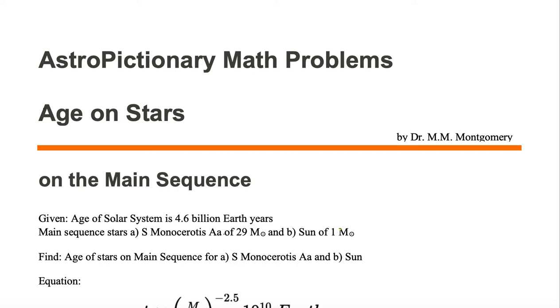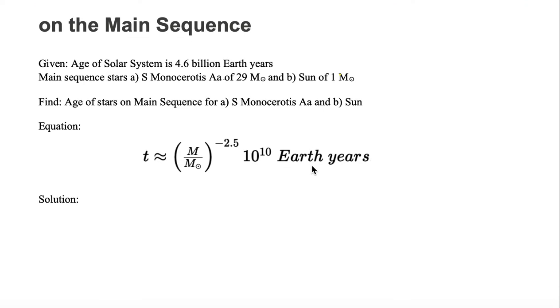This AstroPictionary math problem, we want to look at the age of stars on the main sequence. We're given the age of the solar system is 4.6 billion Earth years. We're also given main sequence stars A, S Monocerotis, capital A, small a, which has a mass of 29 solar masses, and B, the Sun, which has a mass of 1 solar mass. We want to find the age of these stars on the main sequence for both S Monocerotis, capital A, small a, and the Sun.